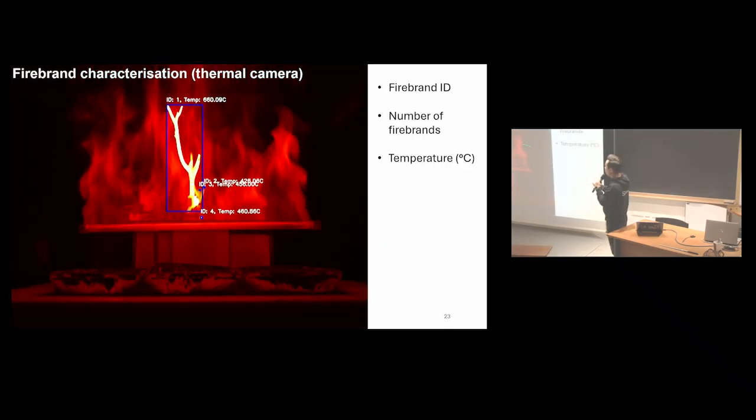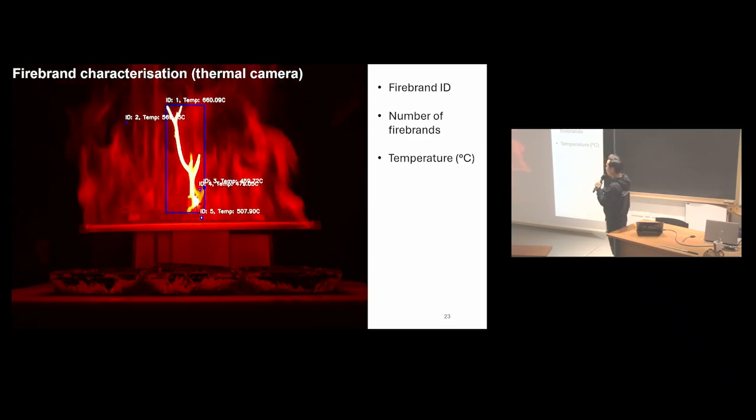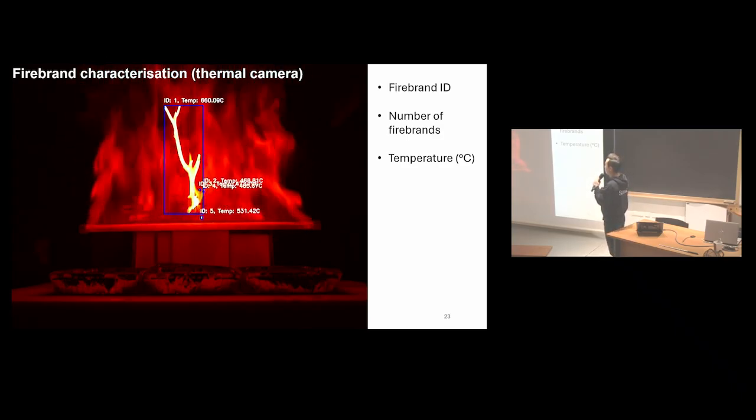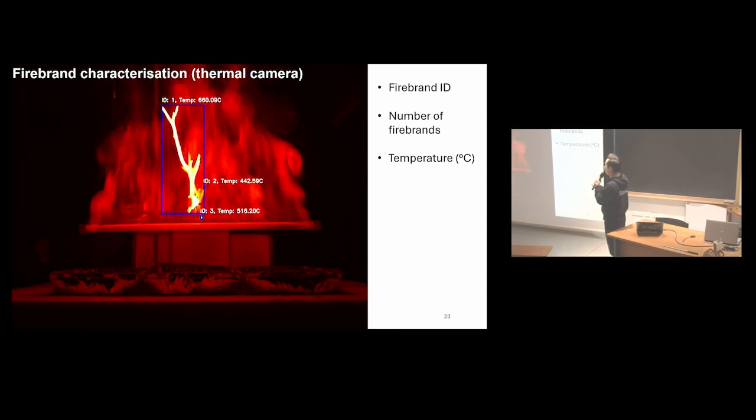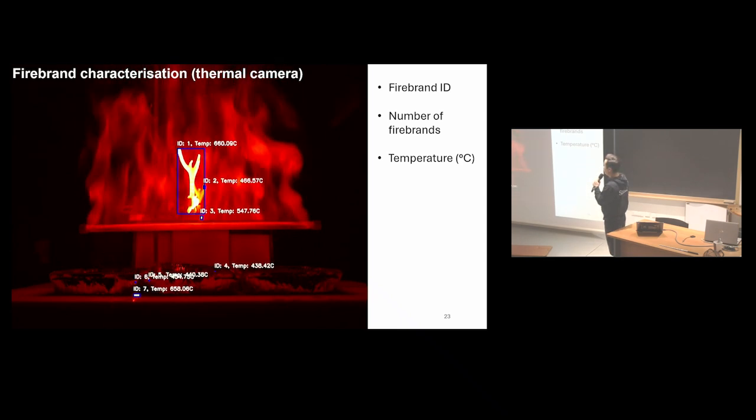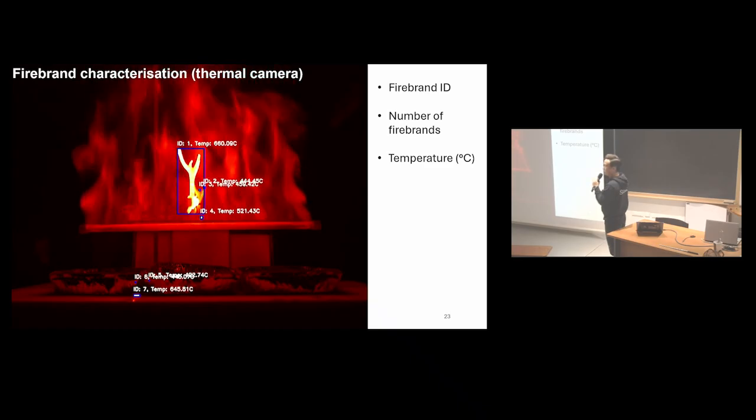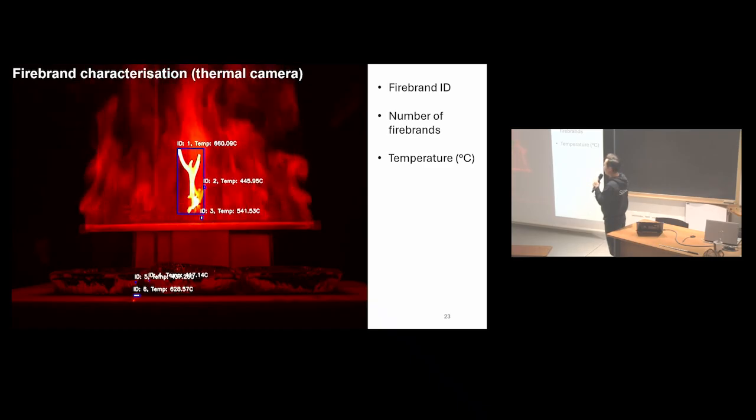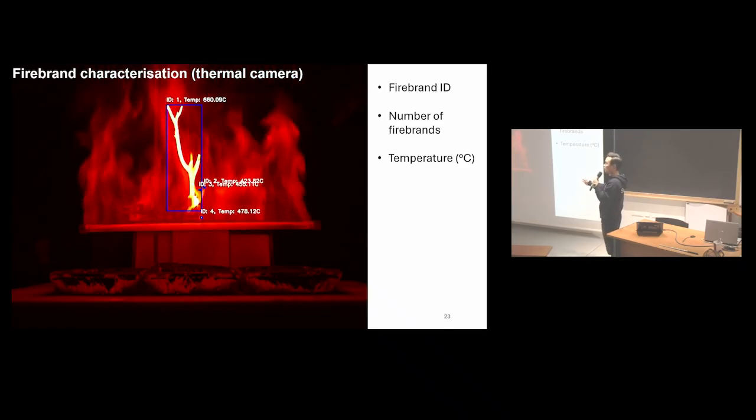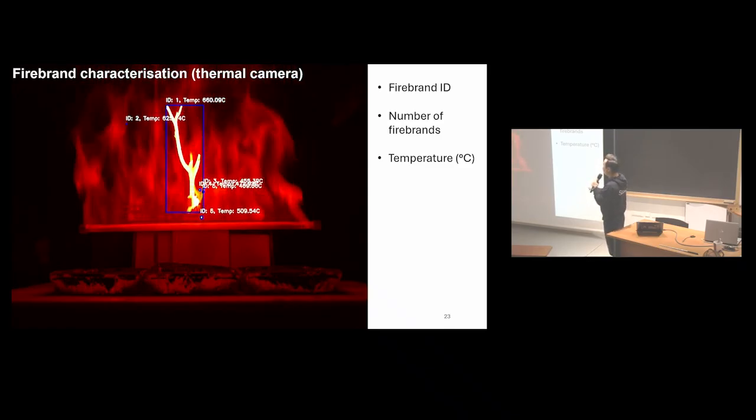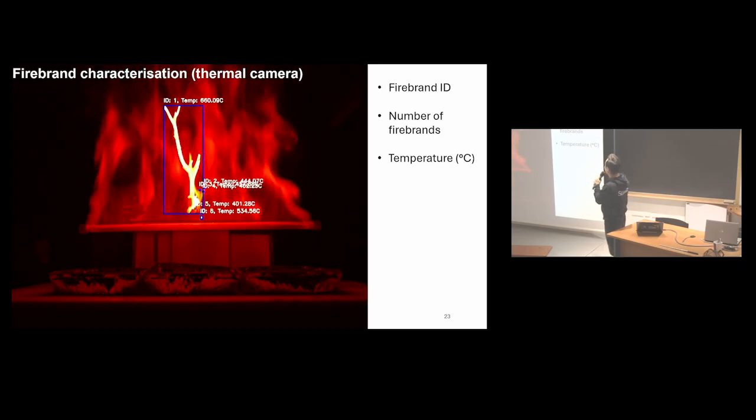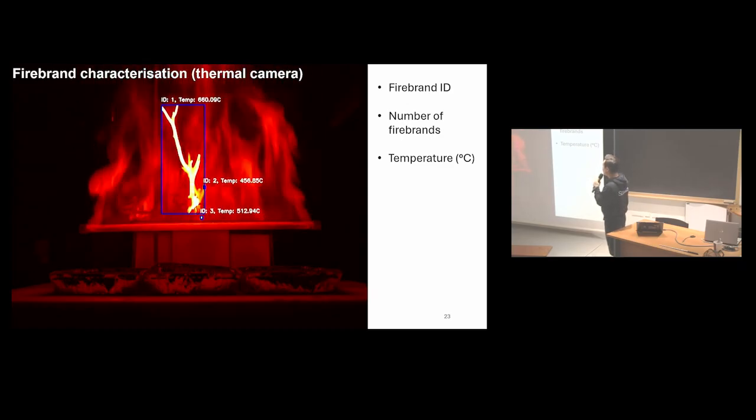This is the video of how we use a thermal camera to film the twig, and we detect the firebrand break from the sample, and then we detect the temperature. We want to get the maximum temperature of the firebrand when it's generated. We ID them, so this is the first firebrand. We calculate the number of firebrands and temperature.